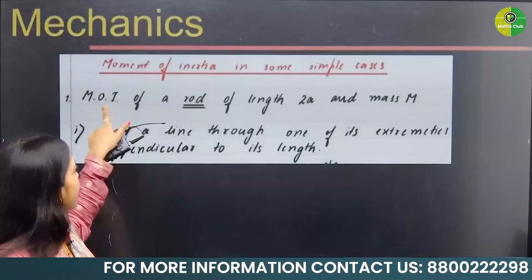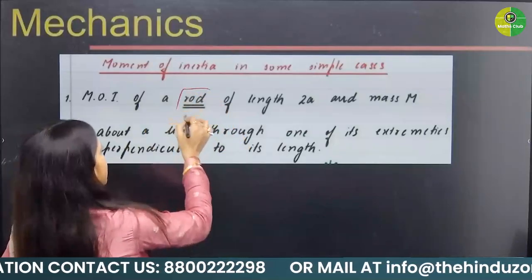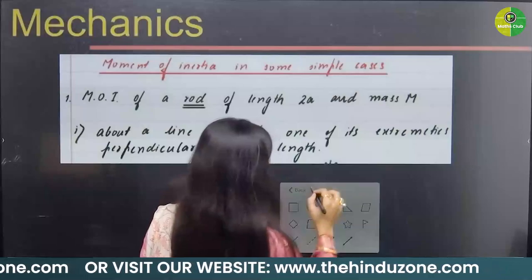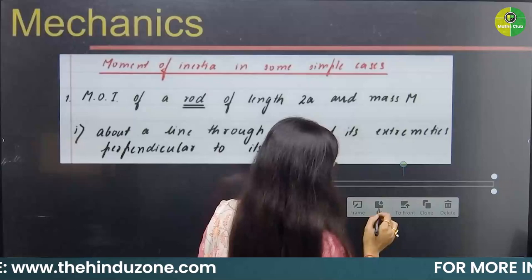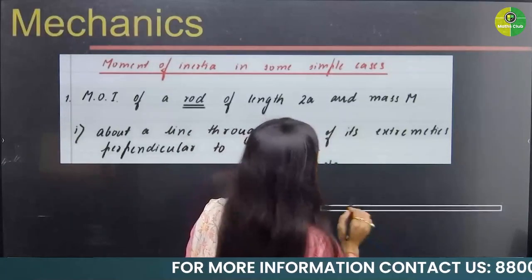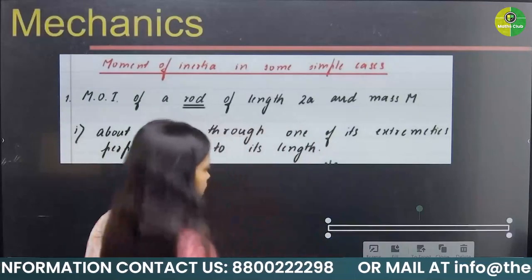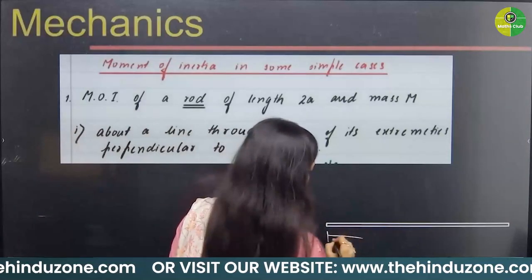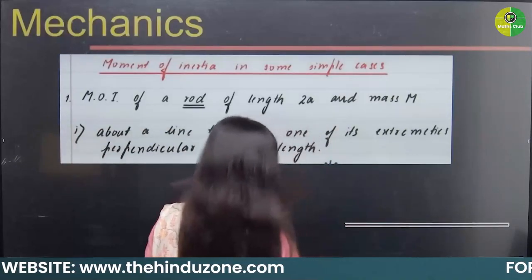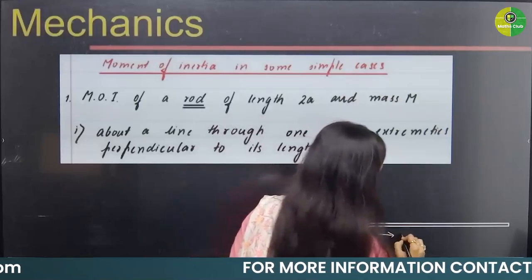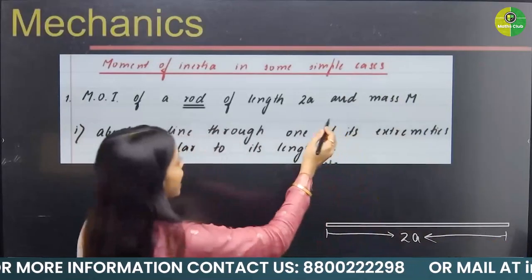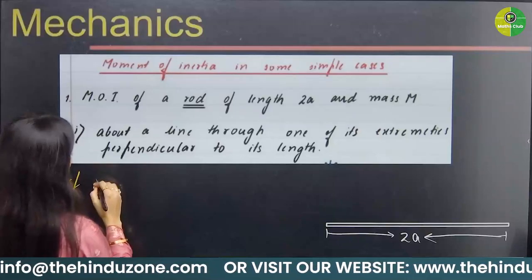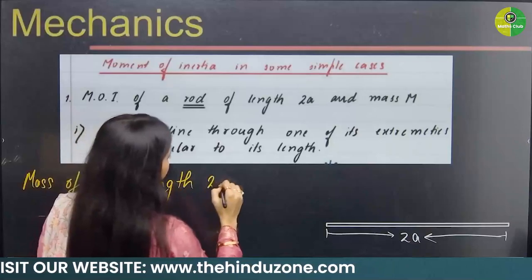Now, from here we can start with the moment of inertia of some simple cases. We'll discuss some simple cases. I have started with the moment of inertia of a rod. Moment of inertia of a rod of length 2a. This is a rod. Moment of inertia of a rod of length 2a, right? And of mass m. The mass of the rod of length 2a is capital M.